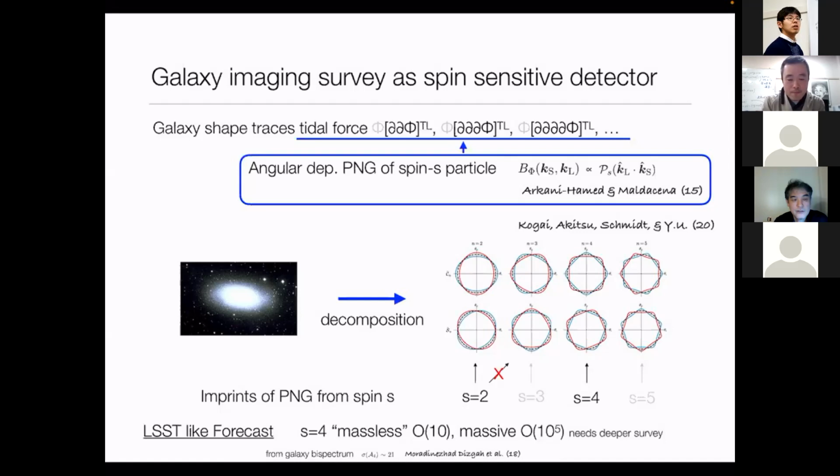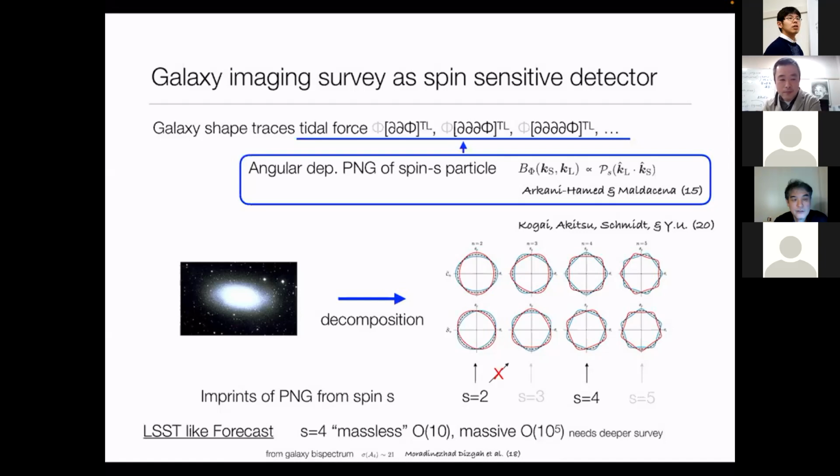We also did the forecast considering an LSST-type observation, which allows us to consider massless spin particles with an amplitude of order 10. This is still large compared to the suppression described in the previous slide. Also, to consider massless particles, as I said, we need to break the zeta symmetry, or global rotation symmetry, explicitly.